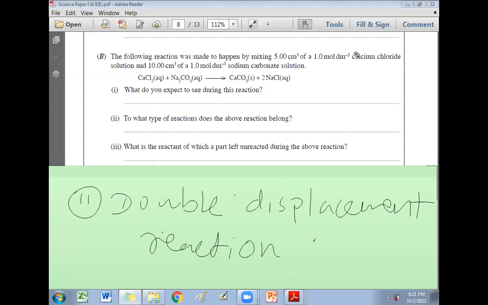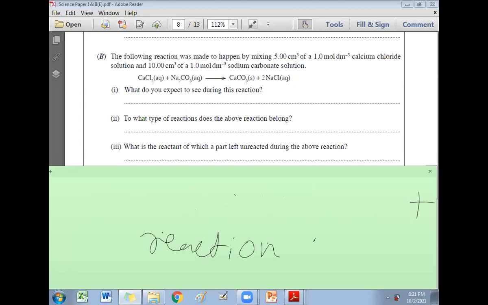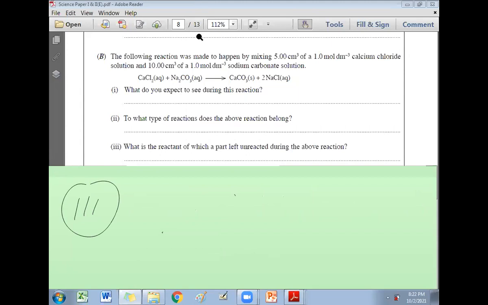So latecomers, part 1 the answer: formation of precipitate. Part 2, double displacement reaction. Part 3, any volunteers for the answer? What is the reactant? Okay, Dasula, yes. CO3. Okay, any other volunteers? What will be left unreacted here?